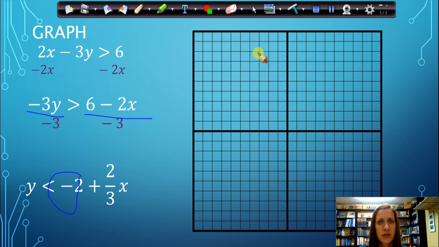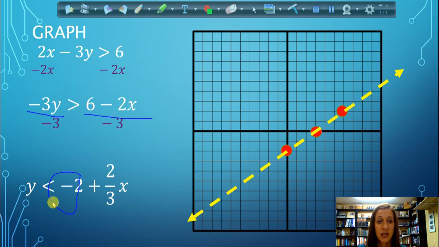You should start at a negative 2. So we're going to plot our first point at -2, and then we will rise 2 and run 3. And again, I like to do 3 points. When I connect it this time, I am going to connect it with a dashed line or dotted line because it does not have the equal to bar. So there's my dashed line.